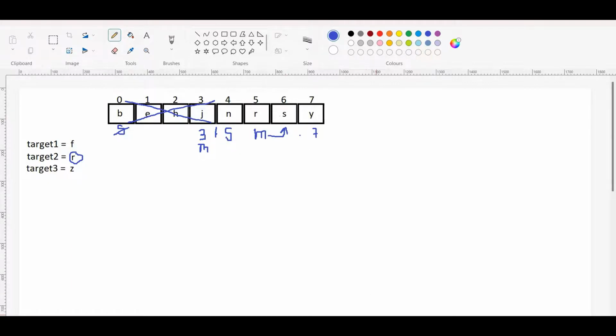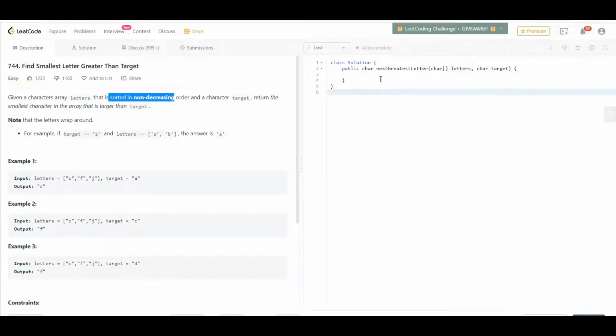So let us code our solution to check whether it works or not. To code, we first set our two pointers, start and end. So int start equals 0 initially, and our end would be letters.length minus 1, where letters is our character array. Okay, so our pointers are set.